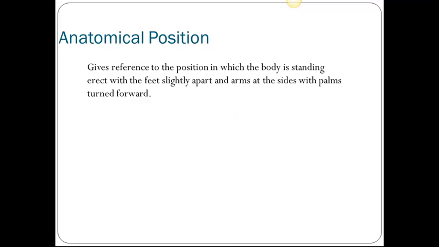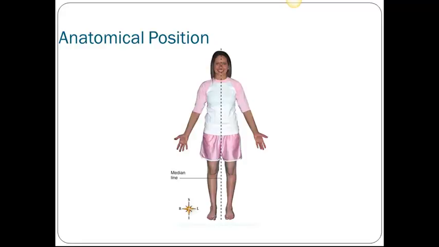Anatomic position gives us reference to the position in which the body stands erect with feet slightly apart and arms at the sides with the palms turned forward. There are two terms to describe the body when it's not in an anatomical position, and we call the first one supine, which is when we are lying down facing up, and then we also have prone, which is lying down facing face down, so our back is to the top. Here's a picture of the anatomical position. The body is erect, arms are at the side with the palm facing forward, and head and feet are facing forward.